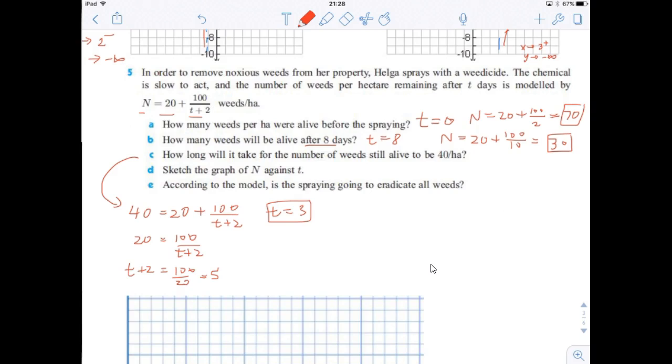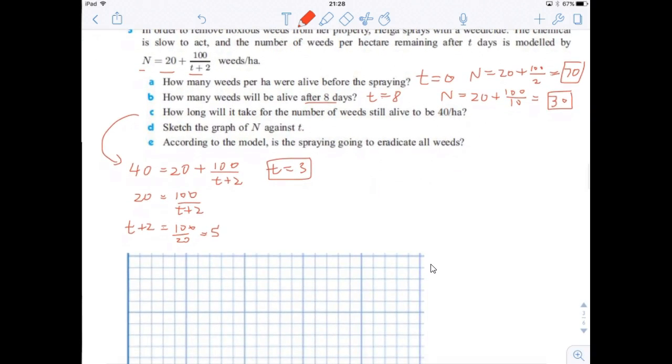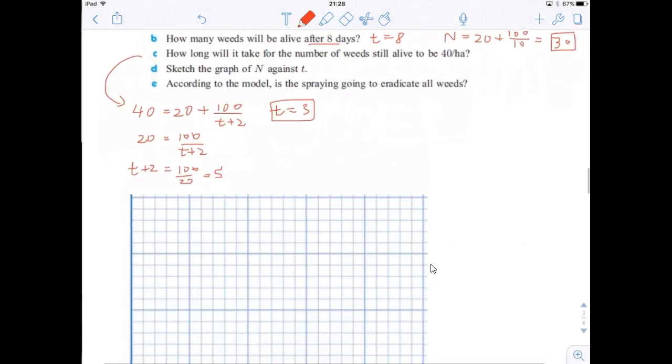Sketch the graph of n against t. According to the model, is the spraying going to eradicate all the weeds? Okay, so let's draw the function. Now, what's the horizontal asymptote? The horizontal asymptote would be 20, right? And the vertical asymptote looks like it would be -2. Okay, so let's draw those.